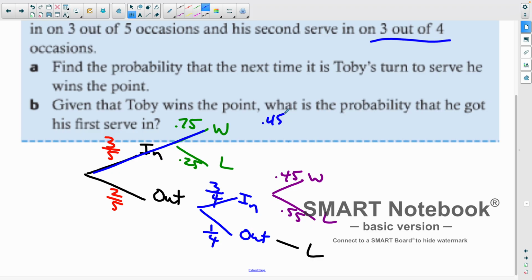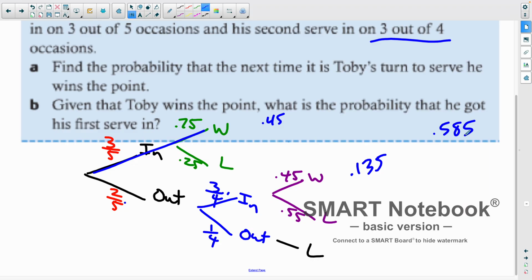Now, what's different about the second path to get a win? You go out, then in, then 0.45. So I'm gonna multiply the 2/5, the 3/4, and the 0.45 all together. So 0.135. Now I'm gonna add those two things together, and the probability that I win is 0.585. So 58.5%. So on more than half the points, I'm gonna win the point.